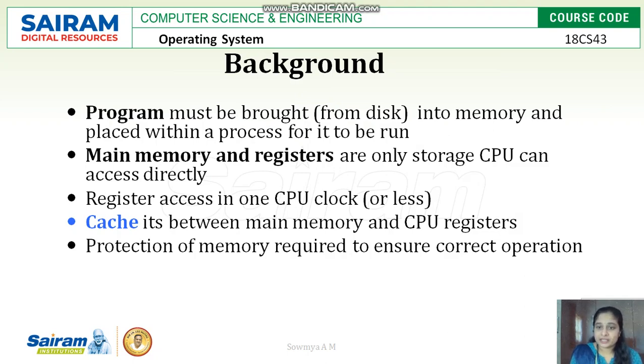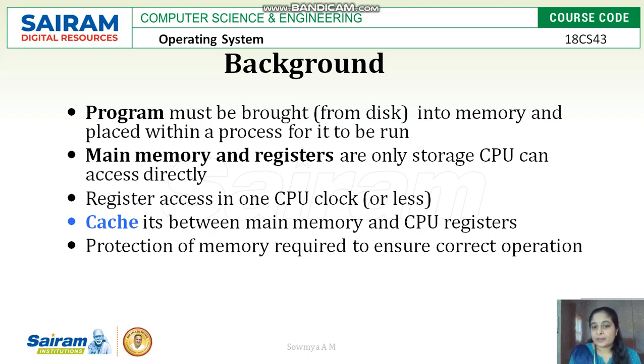So main memory and the registers are the only storage units which are accessed by the CPU directly. The CPU does not access the disk storage or the secondary storage device directly. Next is register. The register can store only one instruction, and a register is accessed in one CPU clock or less, so it is very fast to access by the CPU. Cache is in between the main memory and the register, which helps in even faster transfer of data from main memory to the CPU.